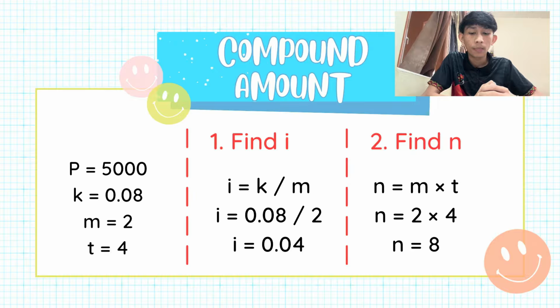Then find I, the interest rate per compounding period. I equal to K divided by M equal to 0.08 divided by 2. So the answer is 0.04. Then find N, the total number of compounding periods. N equal to M multiplied by T equal to 2 multiplied by 4. So the answer is 8.